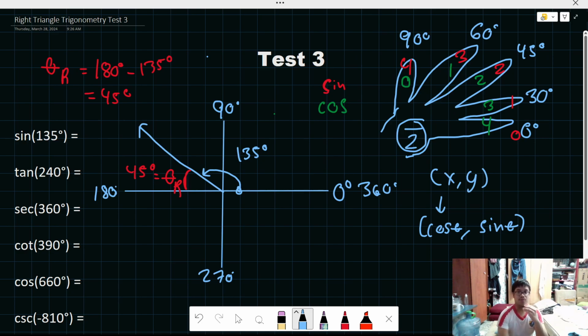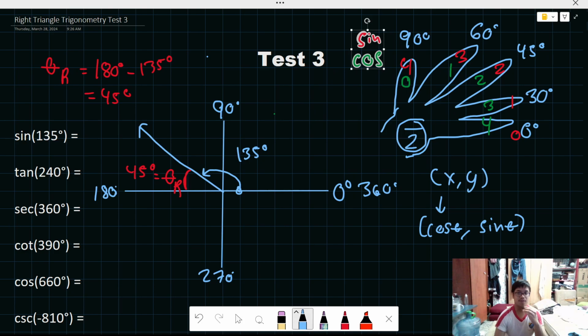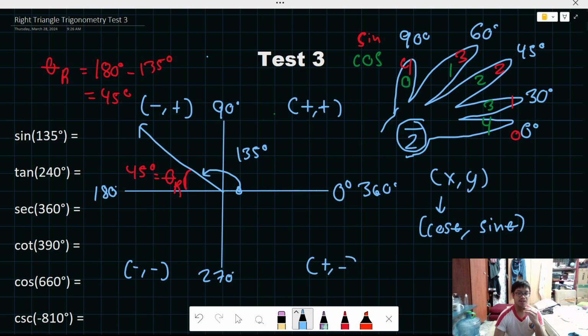To give you a summary, in an ordered pair, if it's in the first quadrant, both values x and y are positive. On the second quadrant, the x value is negative, but the y value is positive. On the third quadrant, both values are negative, and on the fourth quadrant, only the x value is positive, so the y value is negative.